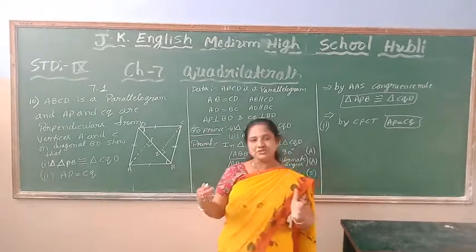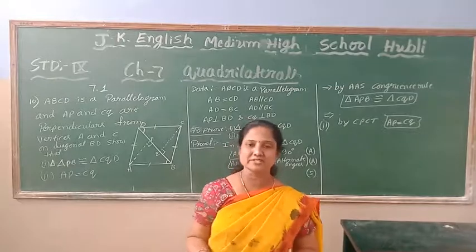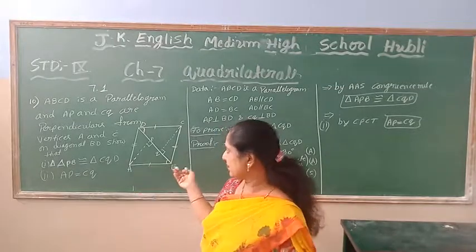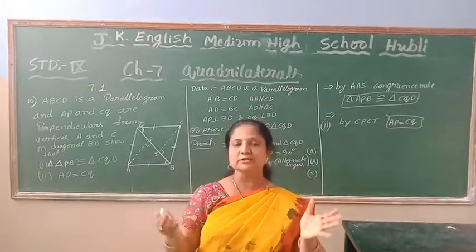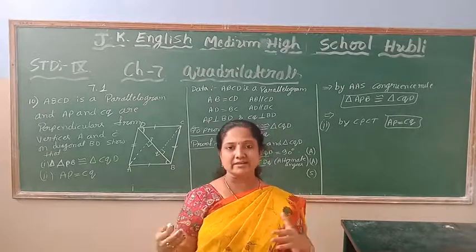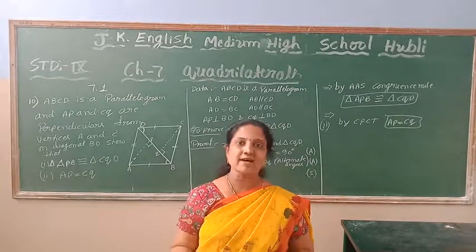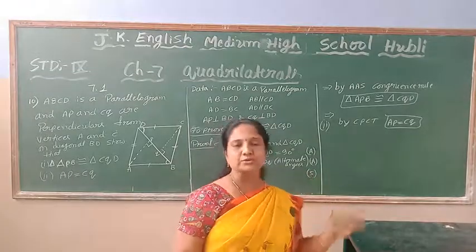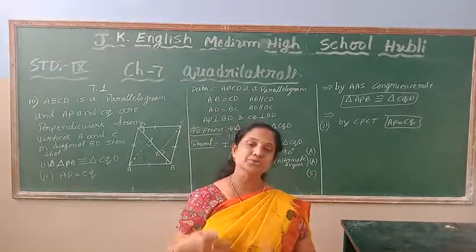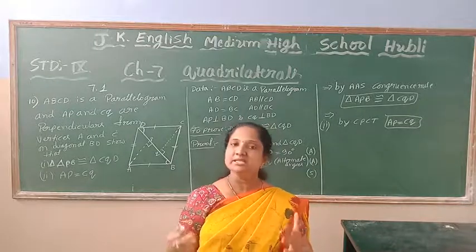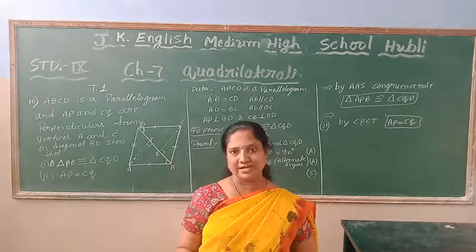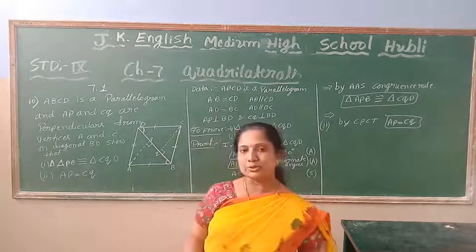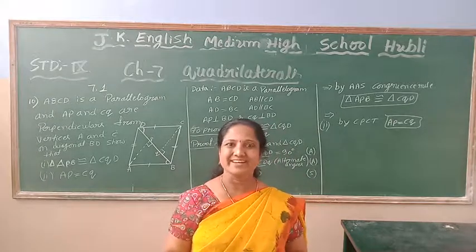Okay, children, we should know the property of a parallelogram first. According to the parallelogram property, we have to take those sides and those angles to prove it. Those two triangles are congruent by using AAS criteria. If those two triangles are congruent, automatically the remaining corresponding sides are equal. So AP is equal to CQ, children.